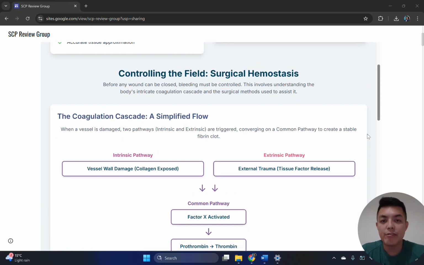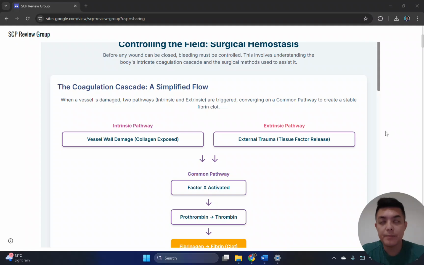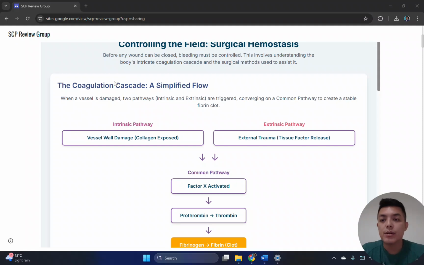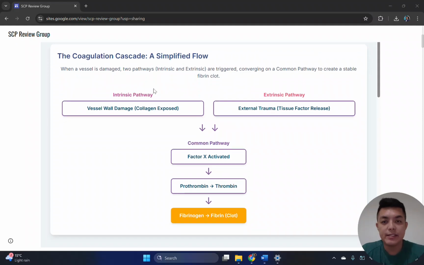Next is controlling the field, surgical hemostasis. This should have been one of the final things to be discussed, but we'll discuss just the basics here, and then we will focus on it more later. So the coagulation cascade, this is just a simplified flow, as I've mentioned.